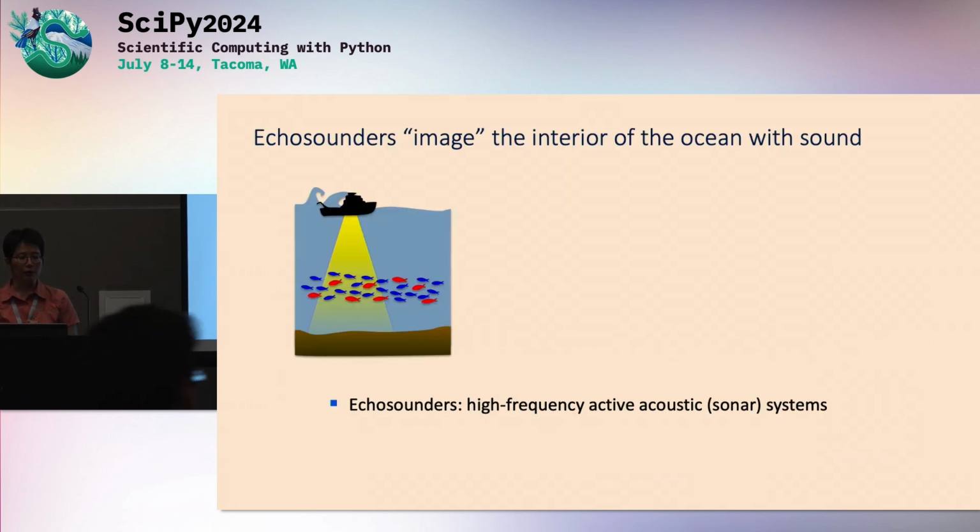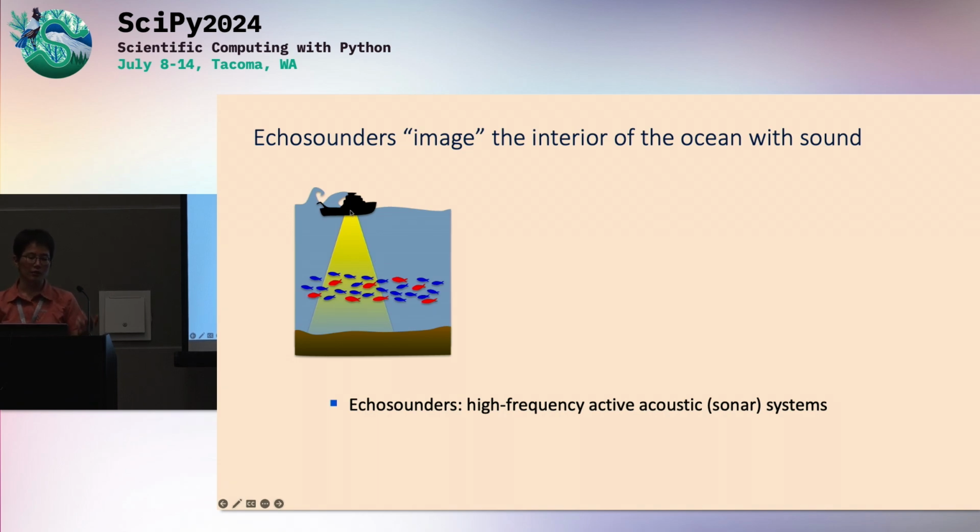All right, before I jump in, I just wanted to make sure that we all know what echosounders are, because different people have different domain experience, or come from completely different domains. Echosounders are essentially high-frequency sonar systems that let us image the interior of the ocean by pinging the ocean interior with sound. What you are seeing here on the left-hand side is a typical scenario where you mount an echosounder on the boat looking downward.